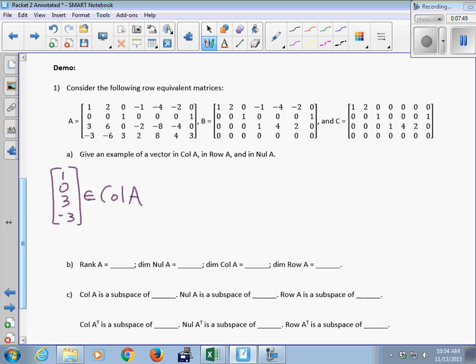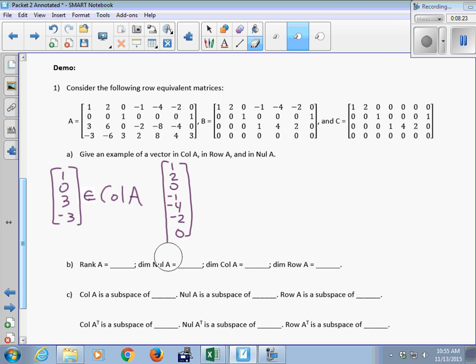All right, how about the row space of A? I want any vector in the row space of A. 1, 2, 0. Yep, I could pick any row from A, right? Because the row space is all the linear combinations of the rows of A. Think of the rows of A as vectors, just written horizontally. If that twists your brain up, you can rewrite it vertically if you want, right? Yep, the row space of A is the column space of A transpose.